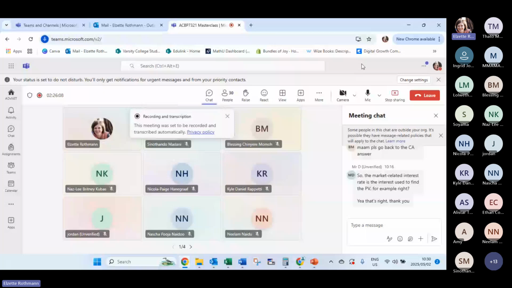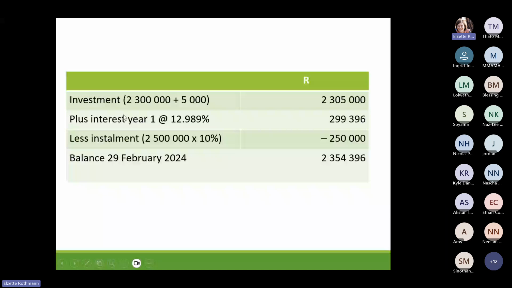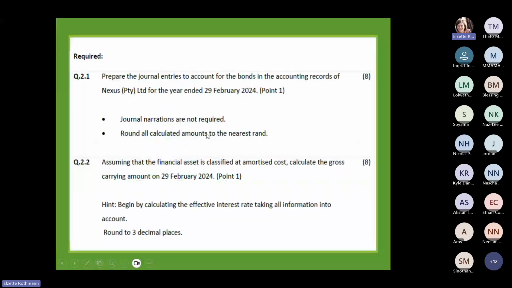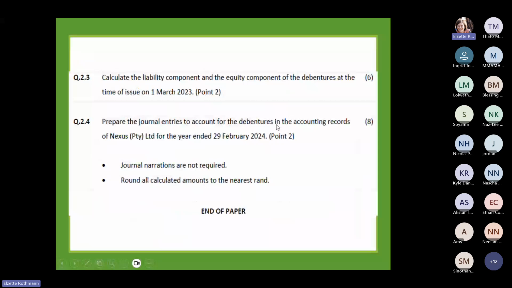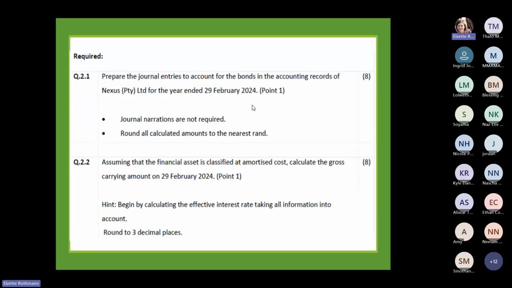Okay, let's continue. Just before the break, we were busy with question 2, which is learning unit 3. We already did 2.1 and 2.2, which was from point 1. And now at point 2, they ask us to calculate the liability component and equity component of the debenture, and then also to do the journal entries to account for the debenture in the accounting records for the year ended 29 Feb 2024. Okay, so let's first look at point 2.